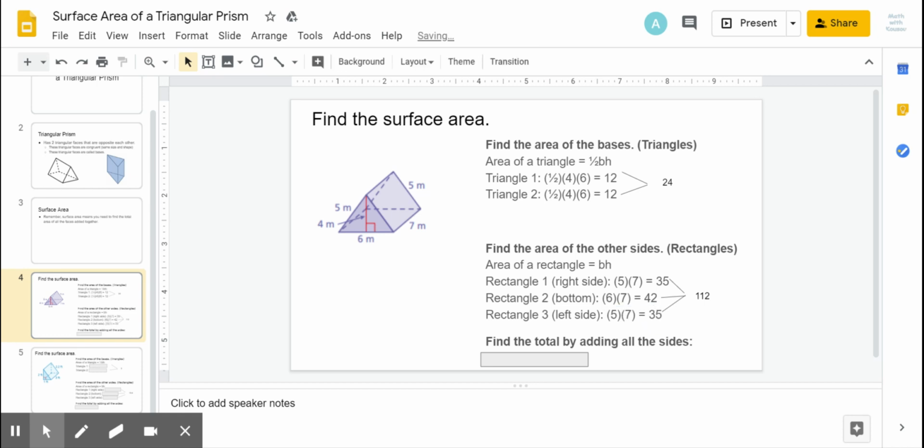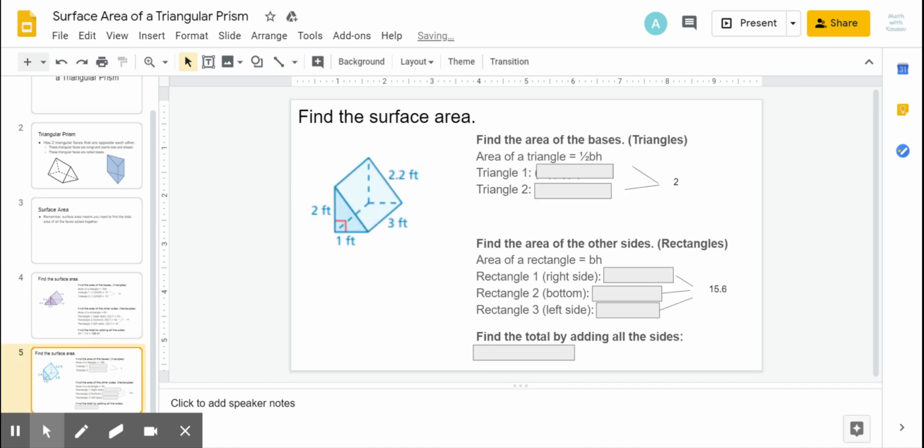All these added together gets you 112. And then you would find the total by adding all of the sides up. So you would do 24 plus 112, which will get you 136.